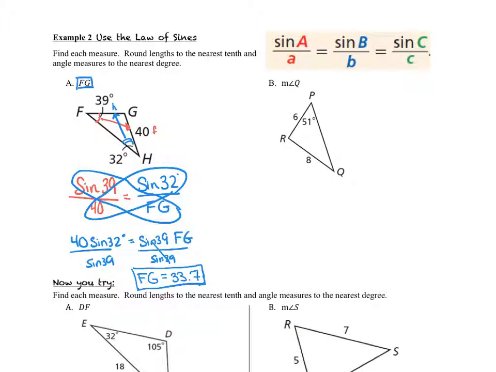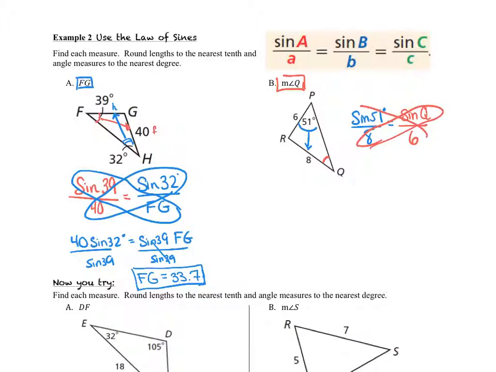Okay, and this next one, I see that I have 2 sides and a non-included angle. So I can call this my angle A if I want, and so the side opposite would be 8, so it would be sine 51 degrees over 8 is equal to, and then normally I have another angle, in this case Q, that we're looking for. So sine of angle Q over its opposite side length of 6.